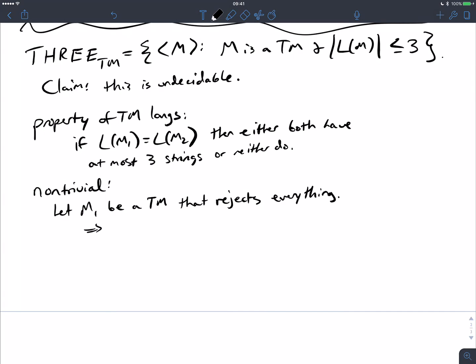Well, then, therefore, since its language has at most 3 strings, M1 must be in 3TM. So this is a good strategy. Just pick something that you've already proven. So you define M1 and M2? Yeah, it shouldn't be excessively complicated.